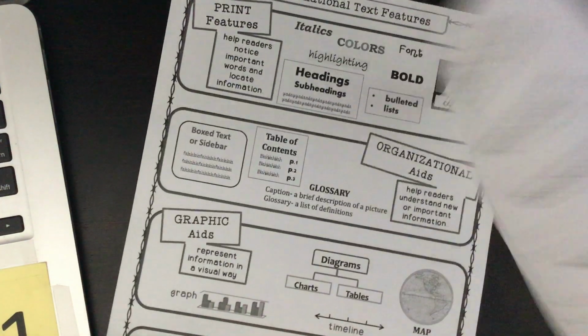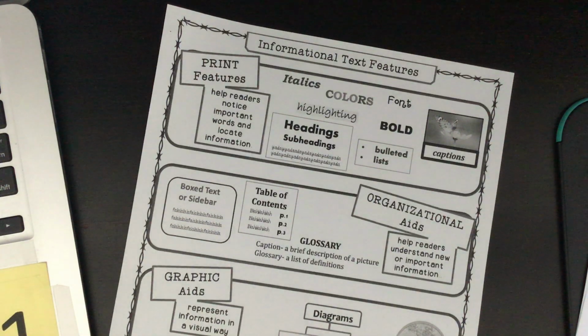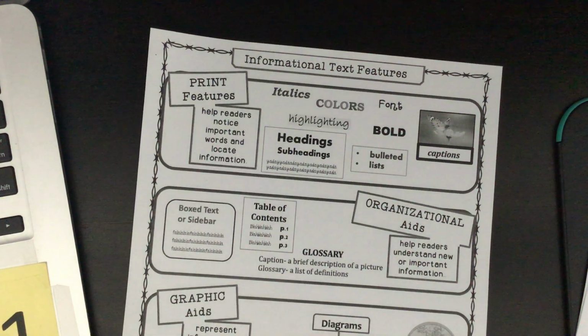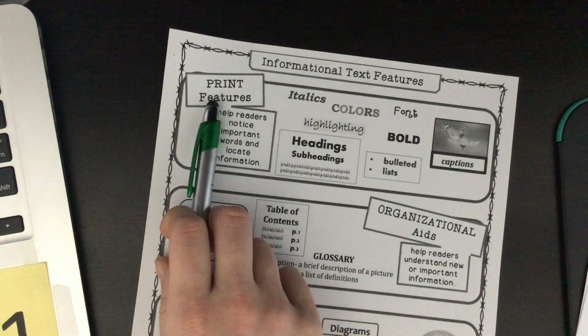And again, I also mentioned text features. This is something we've worked with in informational writing and reading, but there are different text features that you can use in your feature article. These can just be things like print.